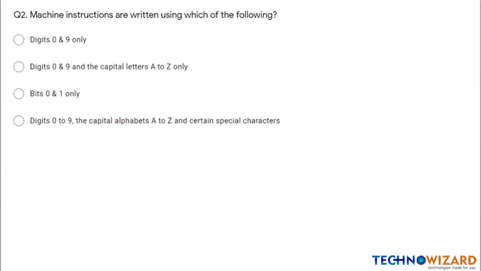Question number 2. Machine instructions are written using which of the following? Bits 0 and 1 only. Machine instructions are written using bits 0 and 1 only. Option C is the correct answer.